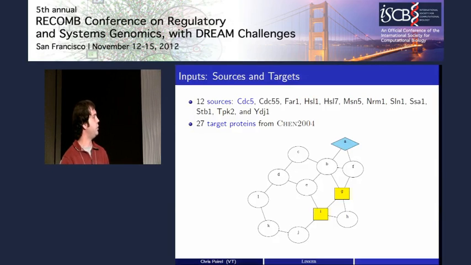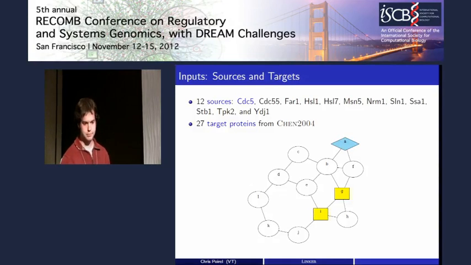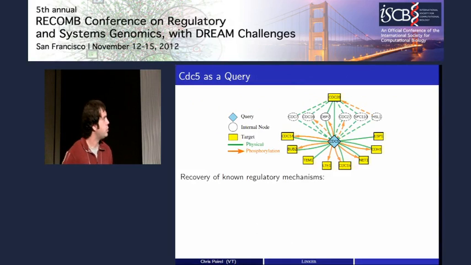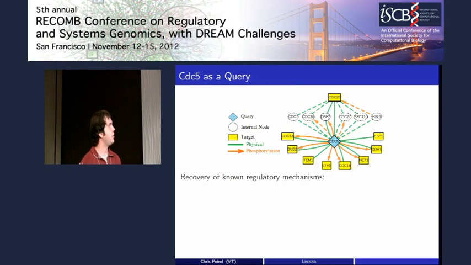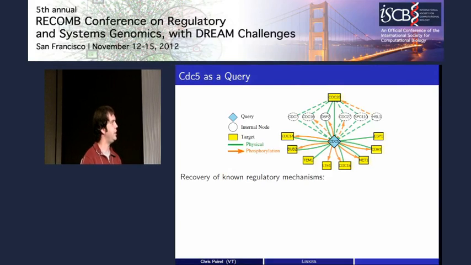I'm not going to talk about all 12 of these today, but I'm going to just focus right now on some of the successes we've had with the query for CDC5. So what I'm showing you here is the network that we get from running linker on this interactome and asking for the k equal to 15 most probable paths that link CDC5 to any of these target cell cycle proteins.